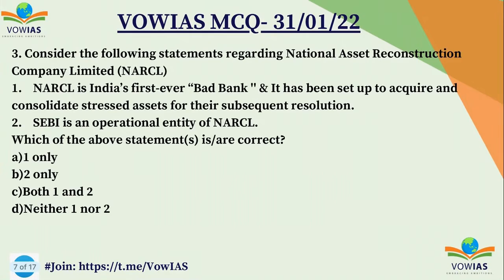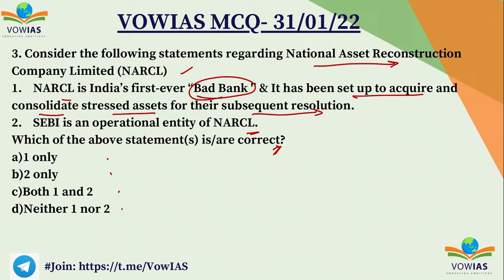Now let's move to the next question, the third question. Consider the following statements regarding the National Asset Reconstruction Company Limited. First one, the NARCL is India's first ever bad bank, and it has been set up to acquire and consolidate stressed assets for their subsequent resolution. Second one, SEBI is the operational entity of the NARCL. You have to choose the correct option. A. 1 only, B. 2 only, C. both 1 and 2, and D. neither 1 nor 2.